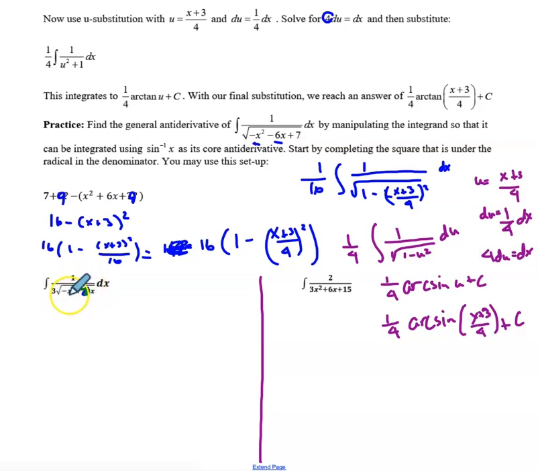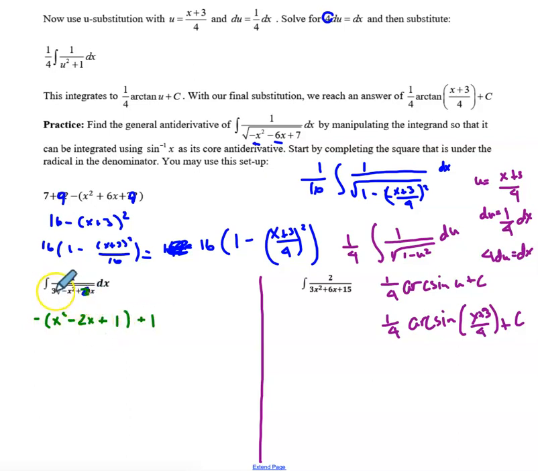Now you have a square root and you have a negative x squared, so you know you're going to use arc sine. So I need to worry about underneath the radical, I need to complete the square. And if I factor out that negative, I end up in parentheses as x squared minus 2x. I've got to add something. And if I take my negative 2, divide it by 2, I get negative 1, square it, that's 1.